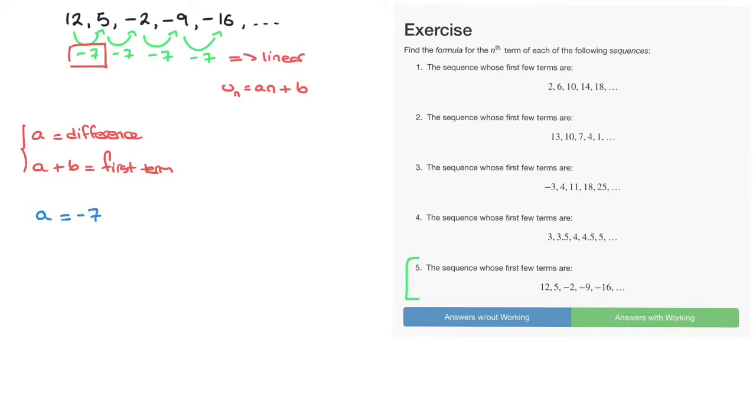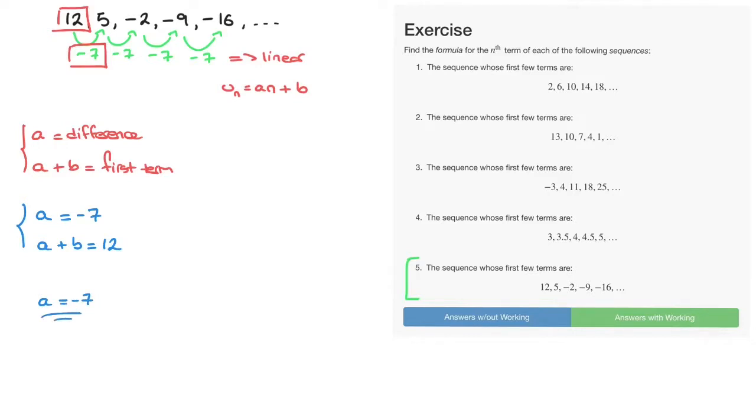The second equation, A plus B, equals the first term. And in this case, the first term is 12. So that is A plus B equals 12. Those are our two equations, so we go ahead and solve them. A equals -7. Well, there's nothing to do there. That's all done for us.